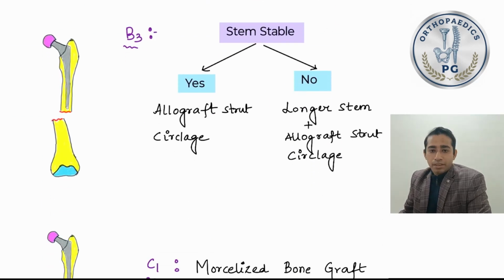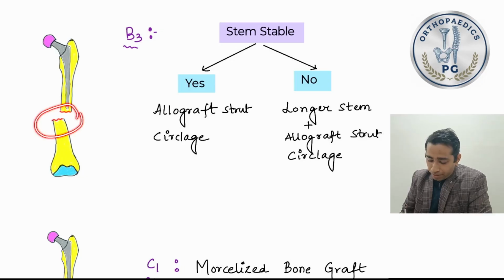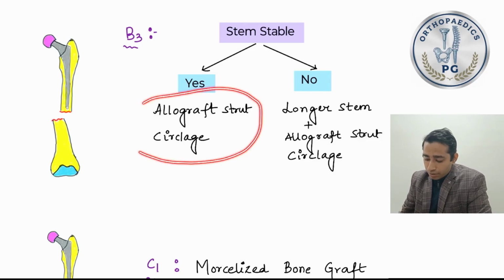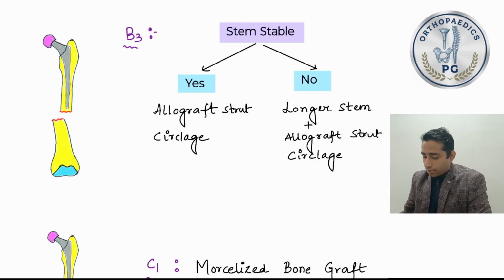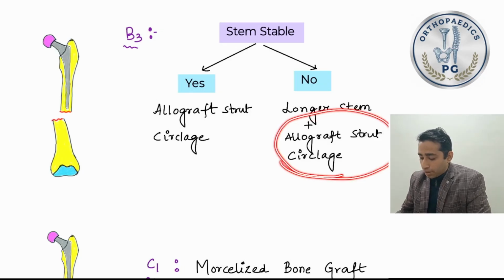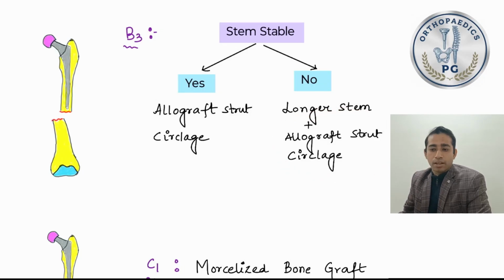In type B3, this is a displaced fracture. So again we have to see if the stem is stable or not. If it is stable, we do a cerclage with an allograft strut. If the stem is not stable, we have to replace the stem with a longer stem and do an allograft strut cerclage. So in any of these type B fractures, if the stem is not stable, we have to change the stem.